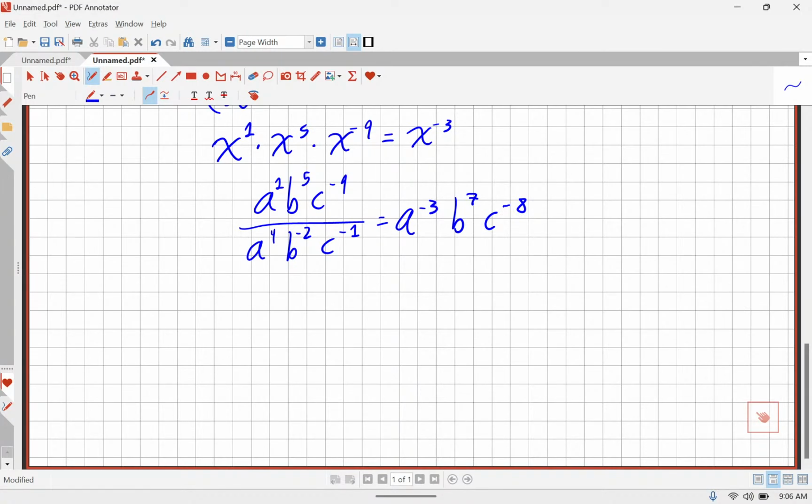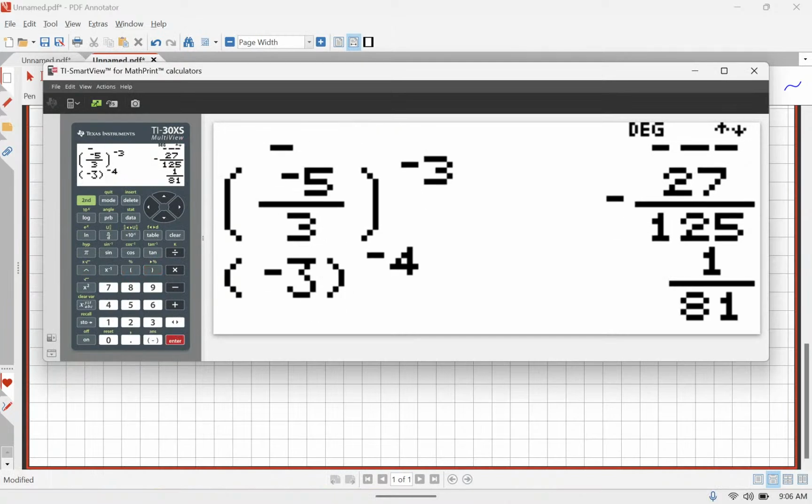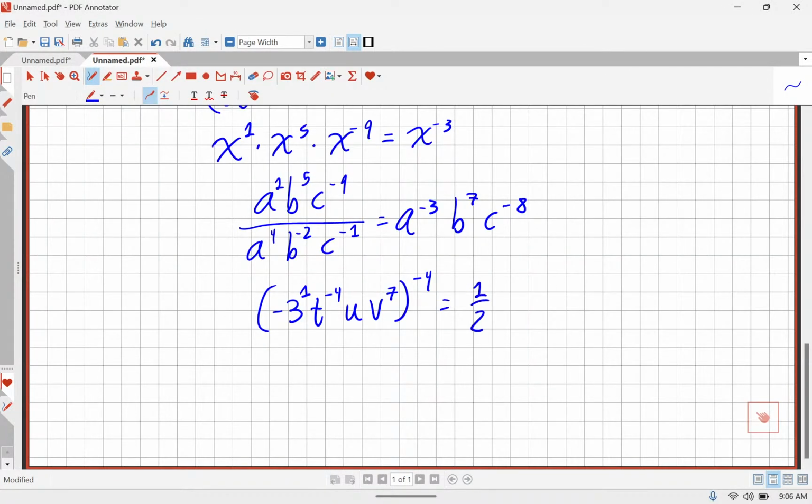Level 3 is this stuff, but with coefficients. So, for example, if you had negative 3 t to the negative 4th, u v to the 7th, all to the negative 4, you would need to do negative 3 to the negative 4, which is 1 over 81. And then negative 4 times negative 4 is positive 16. U to the 1 times negative 4 is negative 4, and then v to the negative 28. How many of us feel like we can handle those? Great, that's your level 3s.